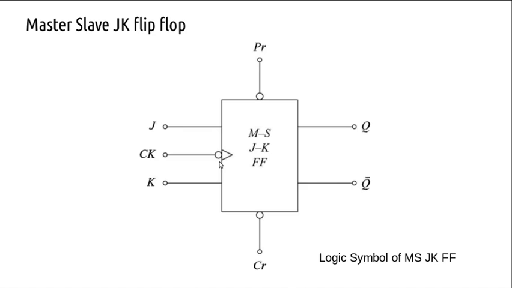So this is the logic symbol. It is shown with a bubble because the transition occurs only at the trailing edge of the clock. Draw the bubble. The final transition occurs at the trailing edge of the clock. Then you have the asynchronous inputs, preset and clear. Then J, K, Q, Q bar. Right, draw the box like that.